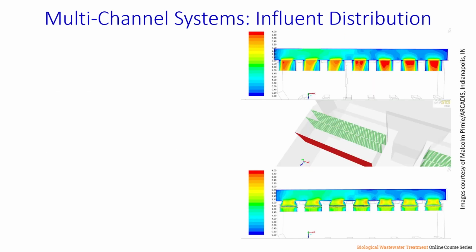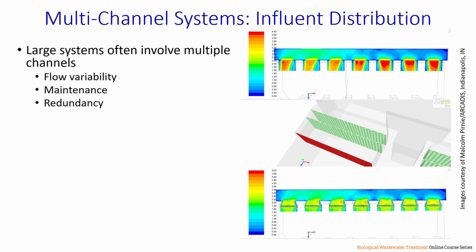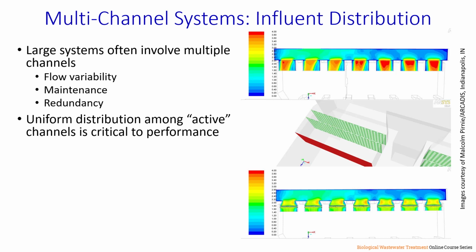Another hydraulic issue that exists for large systems is the requirement to provide uniform distribution of water to a multiple channel system. Large-scale systems often involve multiple channels. That's required because there's flow variability, and we don't want to have all channels operating under conditions of low flow. There's also requirements for maintenance and redundancy in these systems. What we want to do is to promote a uniform distribution of flow among all of the operating channels.